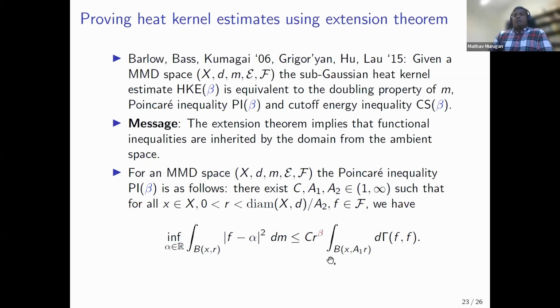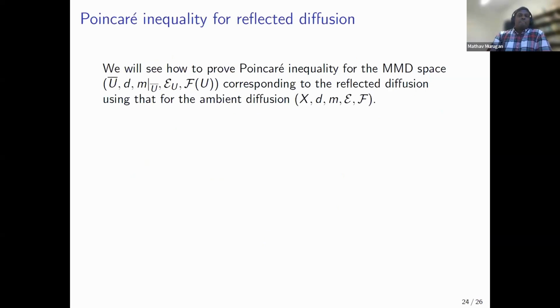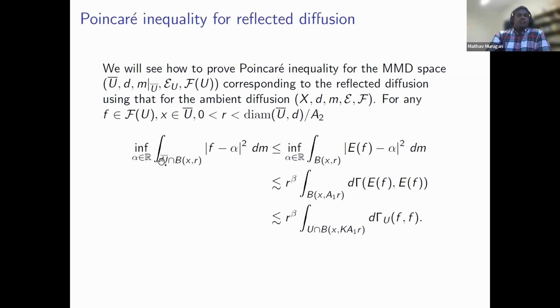Okay, so we assume that the Poincare inequality is satisfied by the ambient diffusion, and we want to show that the Poincare inequality is also satisfied by the reflected diffusion on this domain. So how does this proof go? Let's look at a ball for the reflected diffusion.